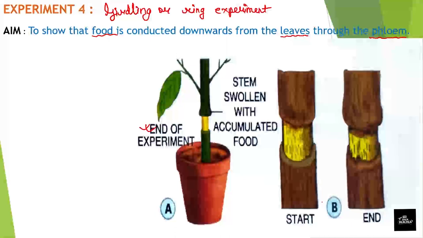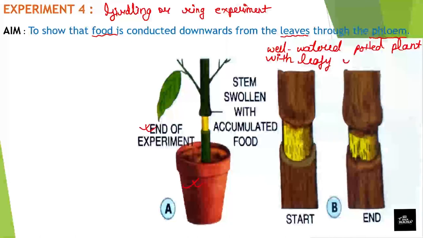It is not completely shown in this particular diagram, but in apparatus B, we had taken a pot like this, a well-watered potted plant. Let me just write it here. Well-watered potted plant with leafy stem.